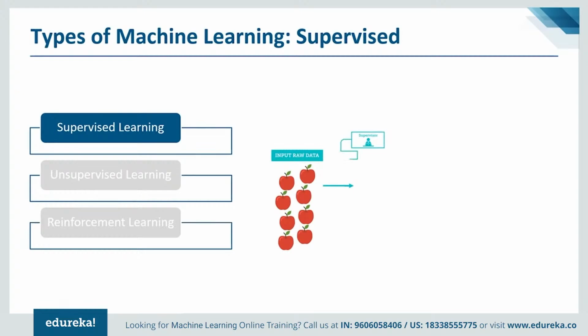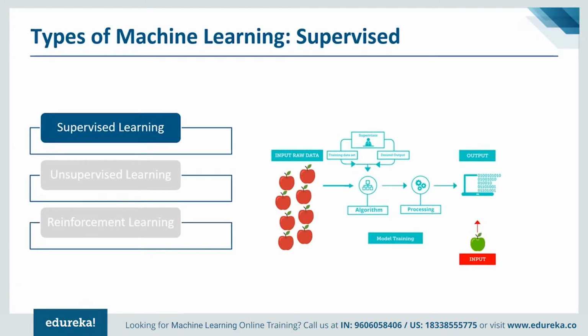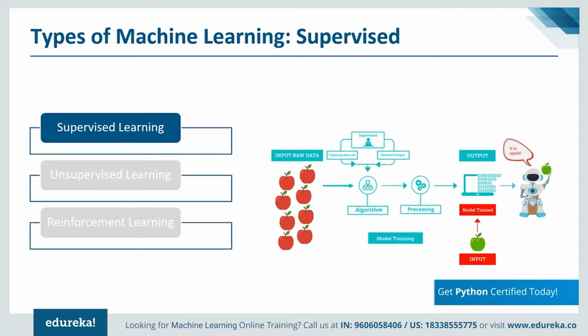So what is it? Let's see the mathematical definition of supervised learning. If you ask me, mathematically supervised learning is where you have an input variable x and an output variable y, and you use an algorithm to learn the mapping function from input to the output such that y = f(x). Now your goal is to approximate the mapping function so well that when you have a new input data x, you can predict the output variable y for that data.